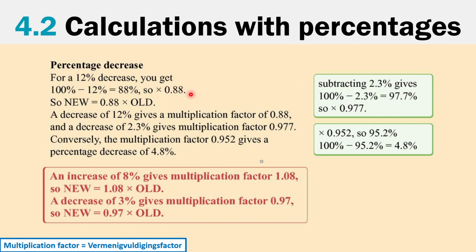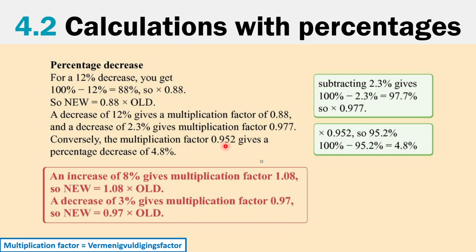Same with percentage decrease, only now you do minus. I always start at 100%. In this case, a 12% decrease would give me 88%, so divided by 100, and I get 0.88 times old. That means that decreases always give you a multiplication factor that's smaller than 1, and increases always give you a multiplication factor that's bigger than 1. Okay.